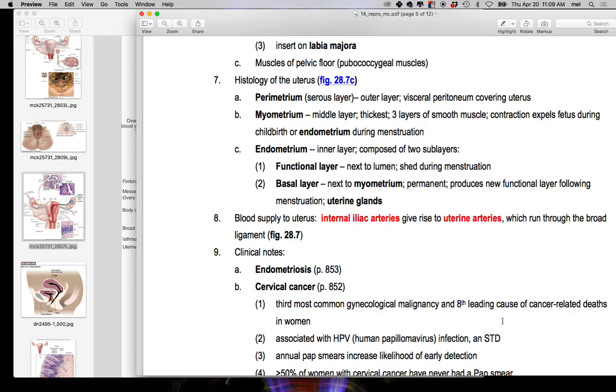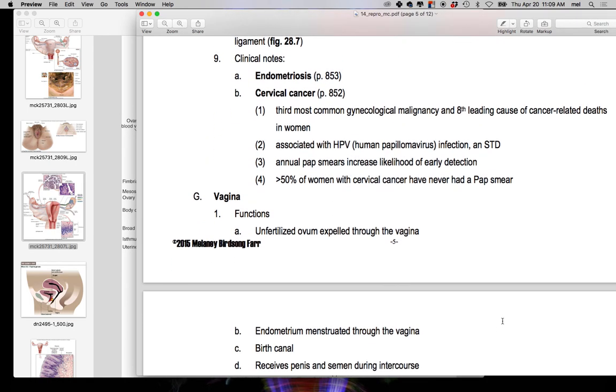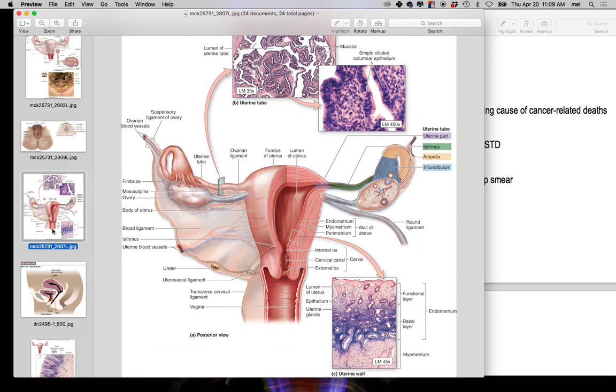The blood supply to the uterus is from the internal iliac arteries, and they give rise to the uterine arteries, which shouldn't surprise you. So the last thing we'll talk about today is endometriosis and cervical cancer. Let's talk about the cervix just a little bit. The cervix is this part of the uterus that projects into the vagina, right? It's surrounded by the vagina. Do you see that? Okay.